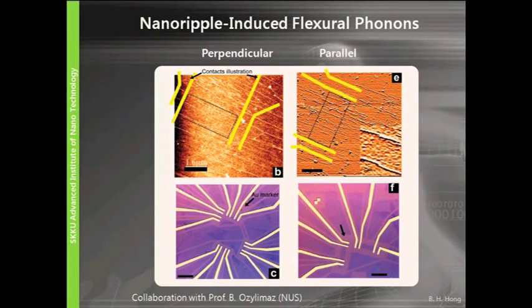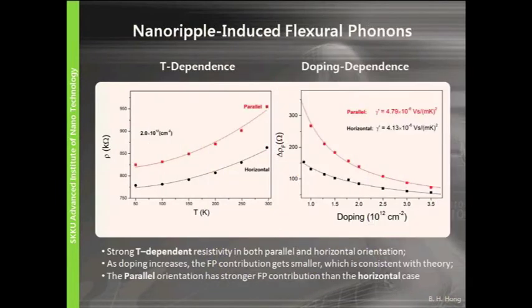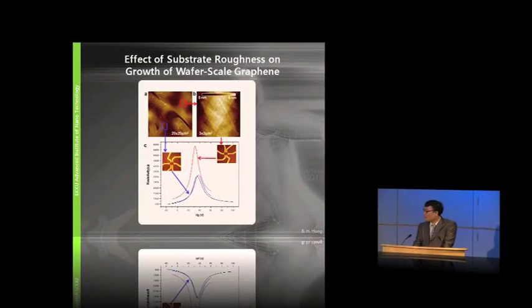So minimizing the ripple density is very important to control the quality of graphene. This is our story. So this temperature dependence of the parallel geometry and perpendicular geometry, and this doping dependence, then we conclude that controlling the roughness is very important.